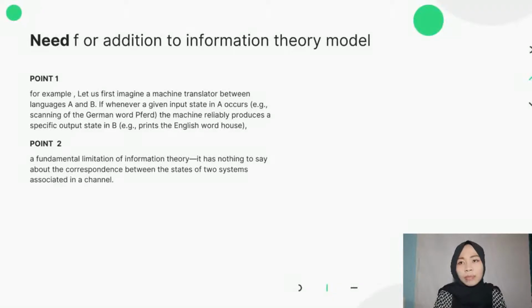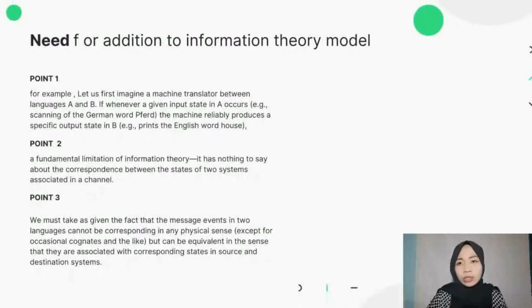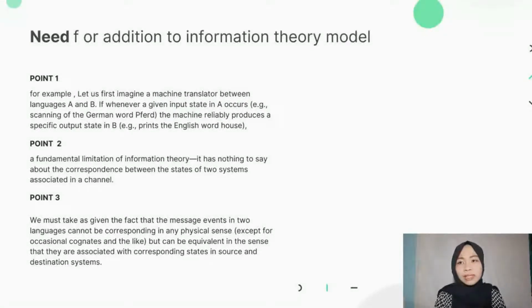We would like our machine translator to produce with equal consistency the correct word when pferd occurs. This is only a minimal requirement. A fundamental limitation of information theory is that it has nothing to say about correspondence between the states of two systems associated in a channel. This measure of information transfer would be the same and maximal for a machine which translated pferd as house, and so forth, at random as for a machine which translated pferd as horse, and so forth, as long as some specific output state was completely dependent upon each specific input state.